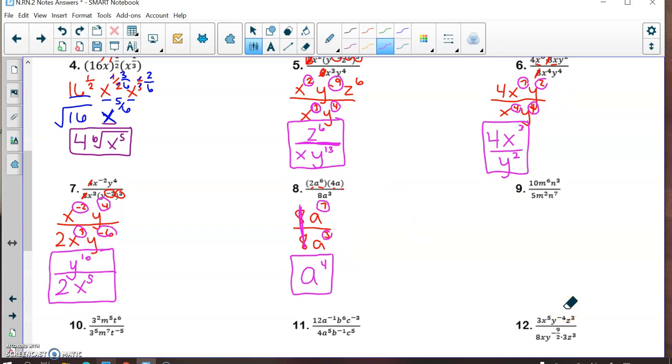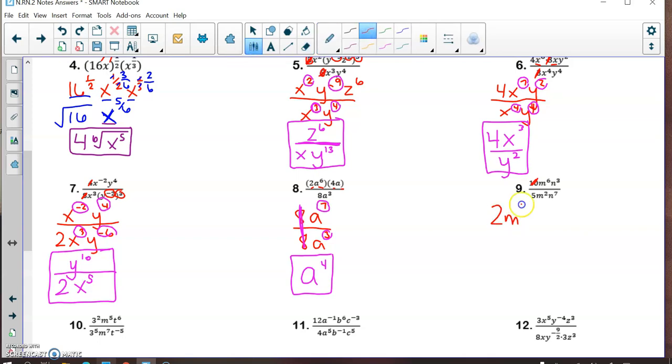All right, number 9. Between a 10 and a 5, both the 10 and 5 are divisible by 5. A 10 divided by a 5 is a 2.